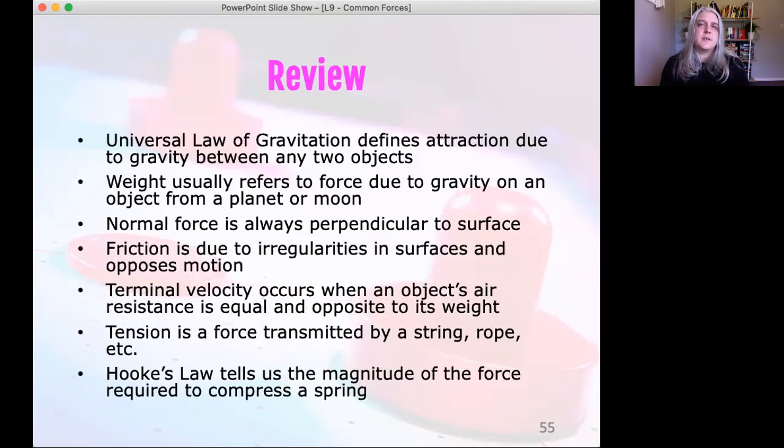So that's the end of this lesson. I realize that was quite a lot to get through, but we've already hinted at quite a few of these different forces, and hopefully this lesson has been enough to help you understand what they are.